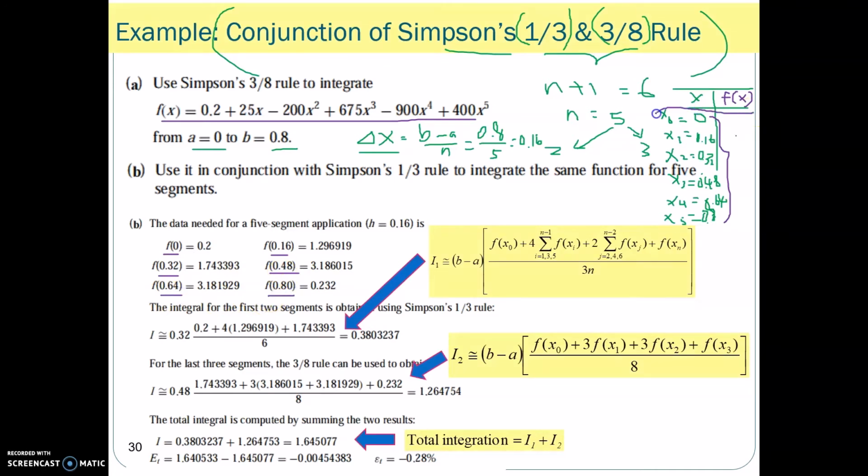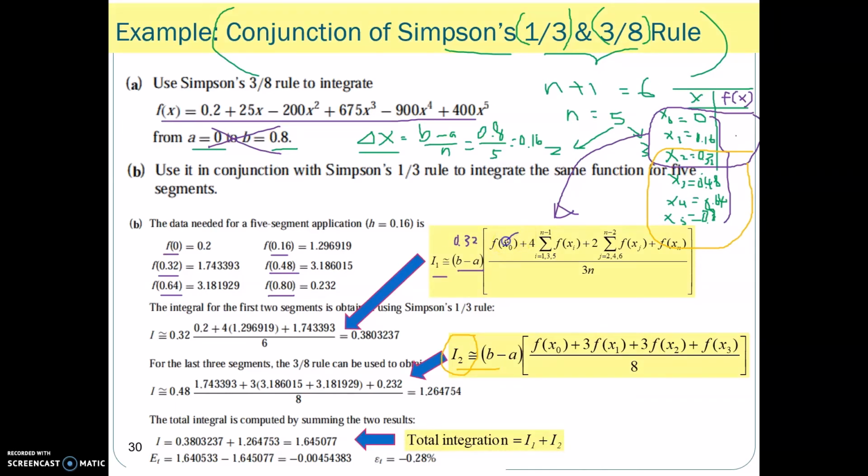The first 3 points will be used by the Simpson's 1/3 rule to find the integration. And the next 4 points will be used to solve the integration by using the Simpson's 3/8 rule. Substitute the first 3 points into the first formula. B minus A is not from here, but is from these 3 points, which is x2 minus x0, giving you 0.32.